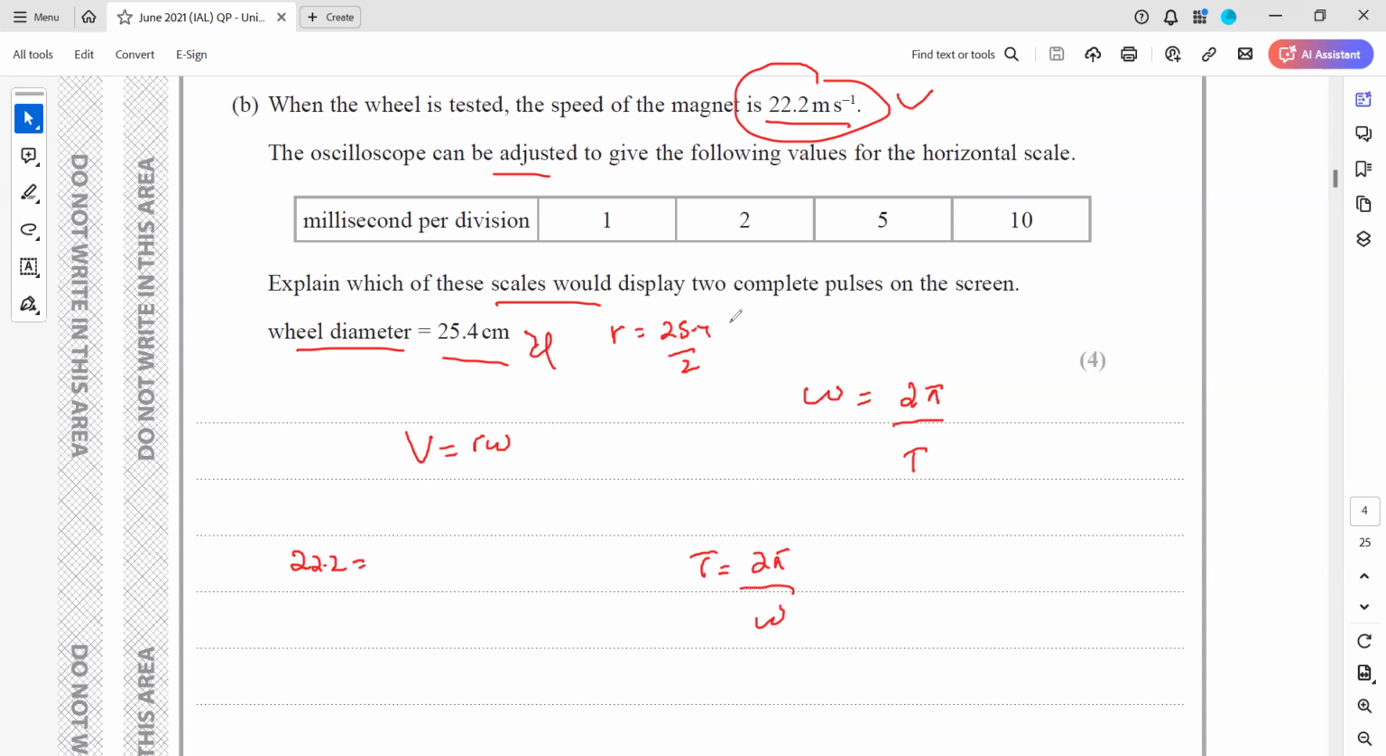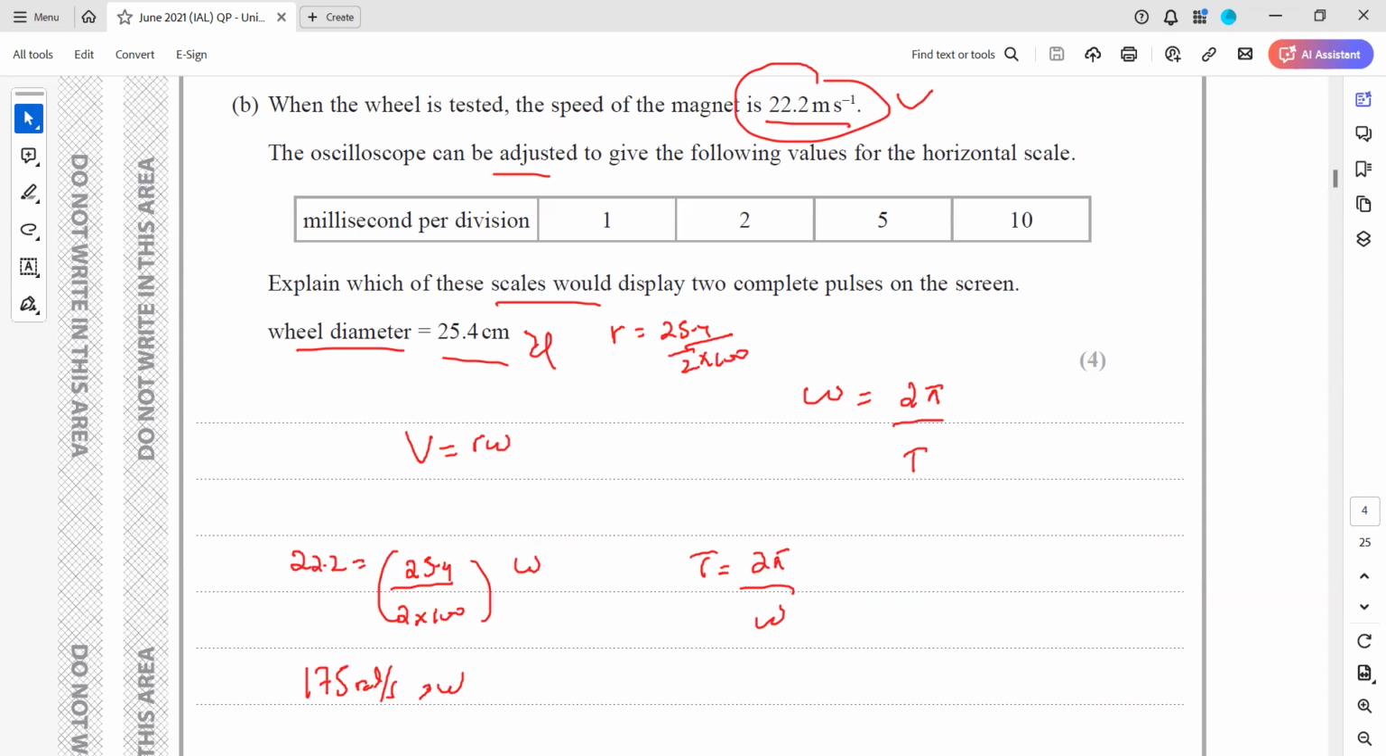But that is in centimeters. We have to convert into meters, so we have to divide it by 100. So the radius will be 25.4 divided by 2, then divided by 100 to convert into meters. And this will give us the value for omega. When we simplify this, the value of omega will be 175 radians per second.